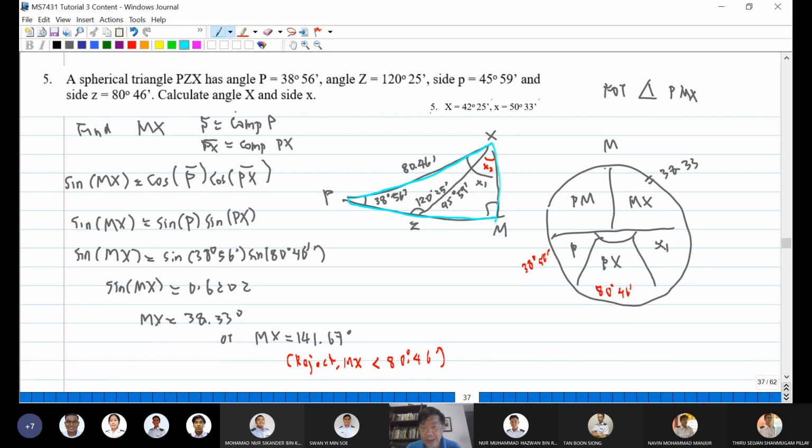And then you reject 141.67 because MX is supposed to be shorter than 80.846 here. Okay, looks like it's shorter, right? So that's why we check this one. So you get MX come out. So WhatsApp this to you. MX give it to you here. I got MX come out already.